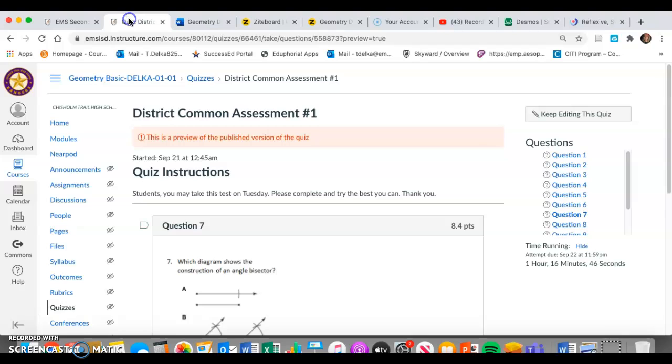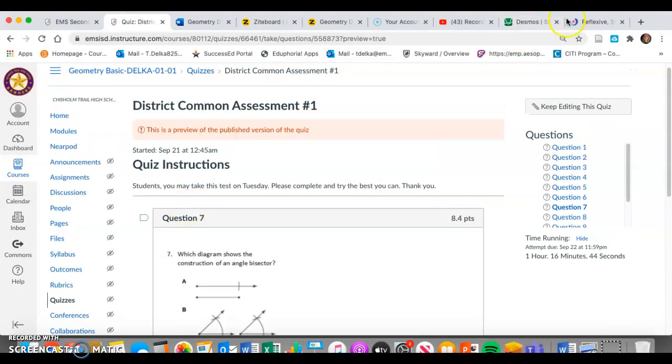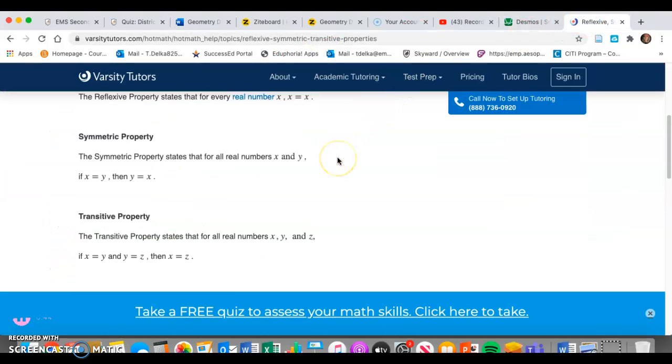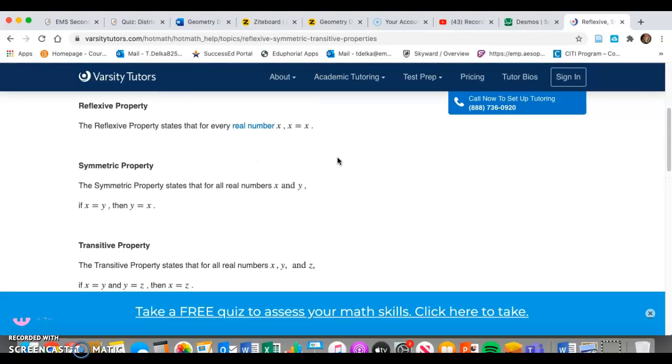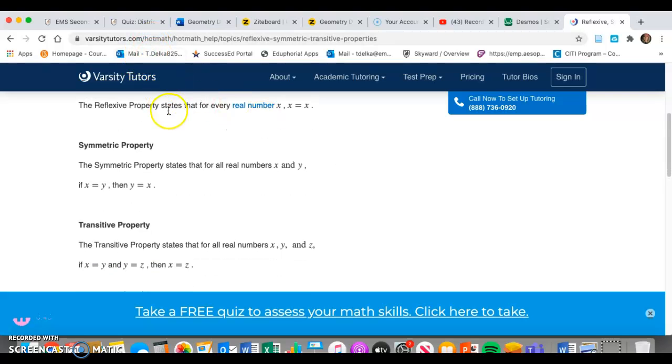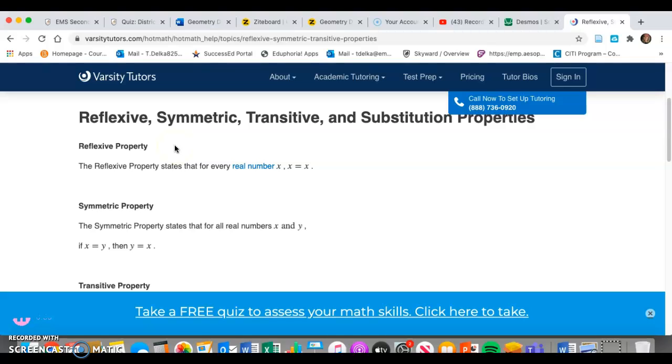Now we were talking about reflexive, symmetric, and transitive properties. I can't move back in the quiz right now. Again, I thought I was recording and I wasn't.